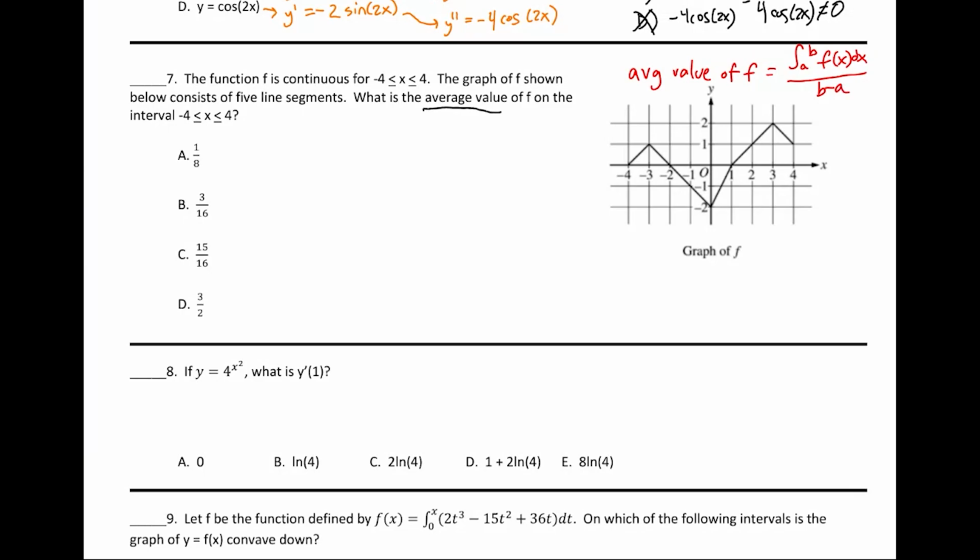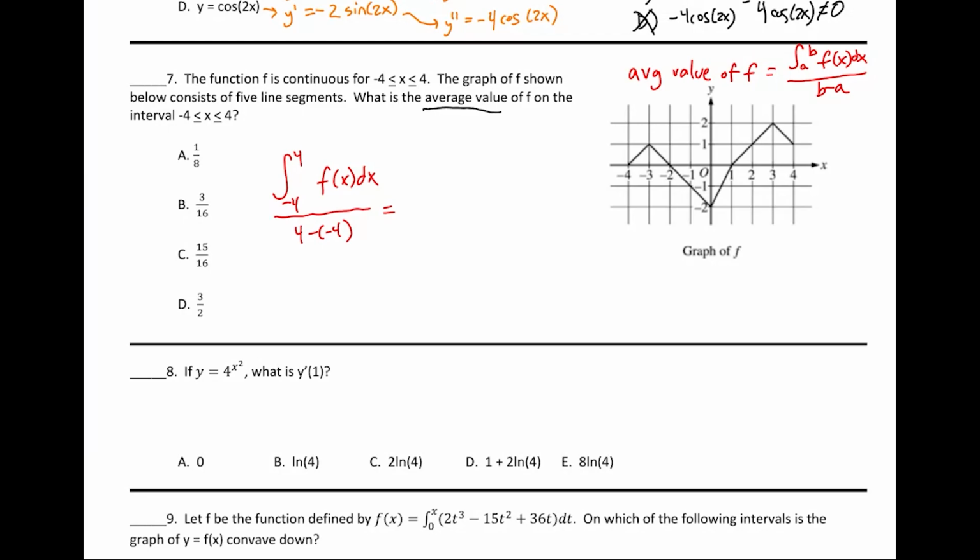So we're probably going to have to go through each one of these line segments and find the average value. No, we're just going to have to go through negative 4 to 4 and calculate this average value. So we've got the integral from negative 4 to 4 of f of x dx. And so we're going to have to go through and calculate all the areas divided by 4 minus negative 4, which is going to be 8. So let's go through and calculate all these areas.